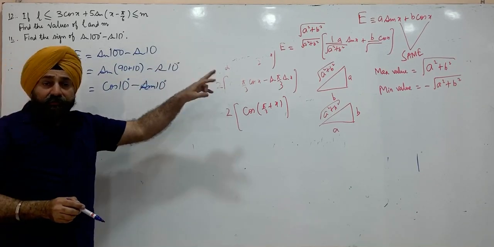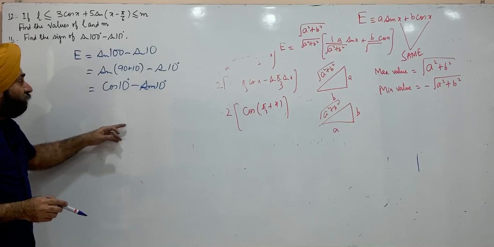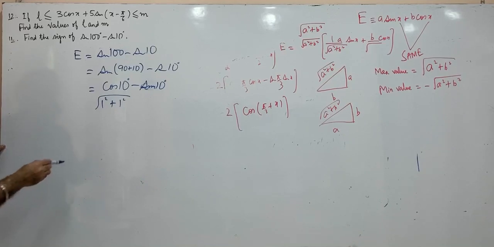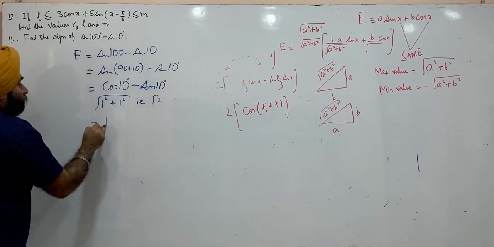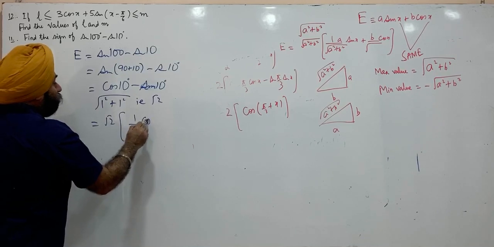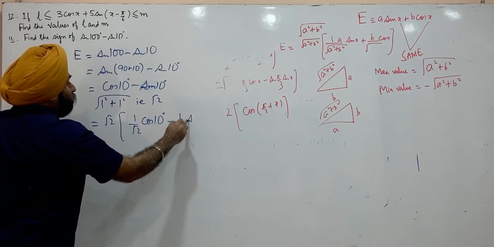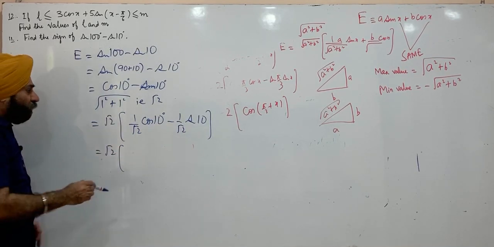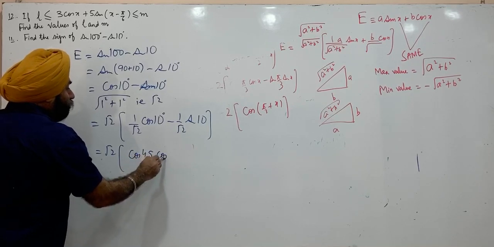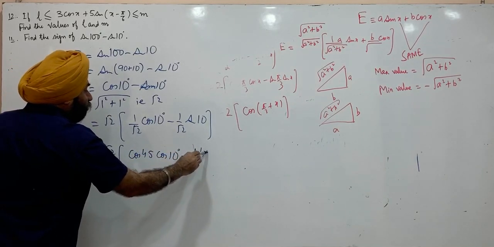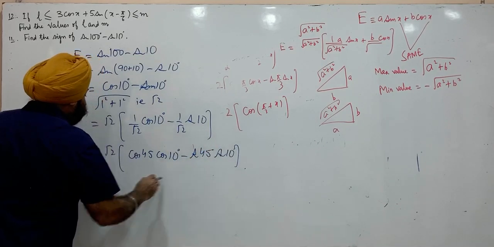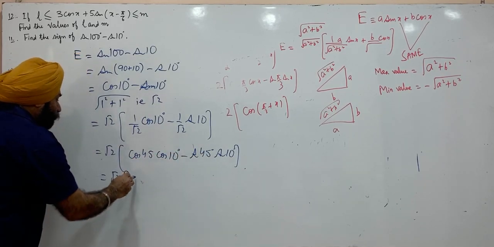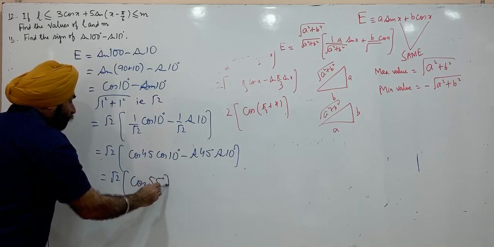So when the angle is x, the angle here is 10. This can be written as 1 square plus 1 square. We divide and multiply by root of 2. So this can be written root 2, 1 by root 2 cos of 10 minus 1 by root 2 into sine of 10. So 1 by root 2 is cos of 45 into cos of 10, and this can be written sine 45 into sine of 10. This is root 2. Now cos A cos B minus sine A sine B is cos of A plus B. This is cos of 55 degrees.